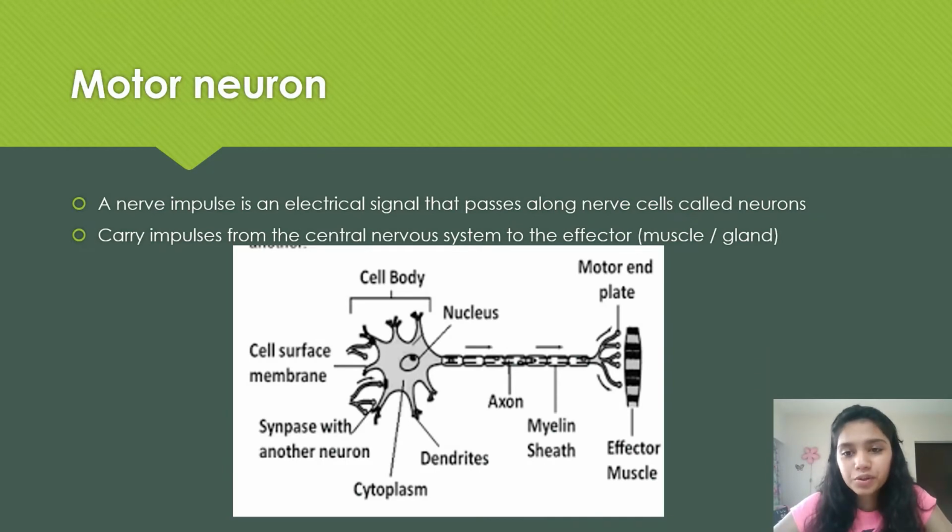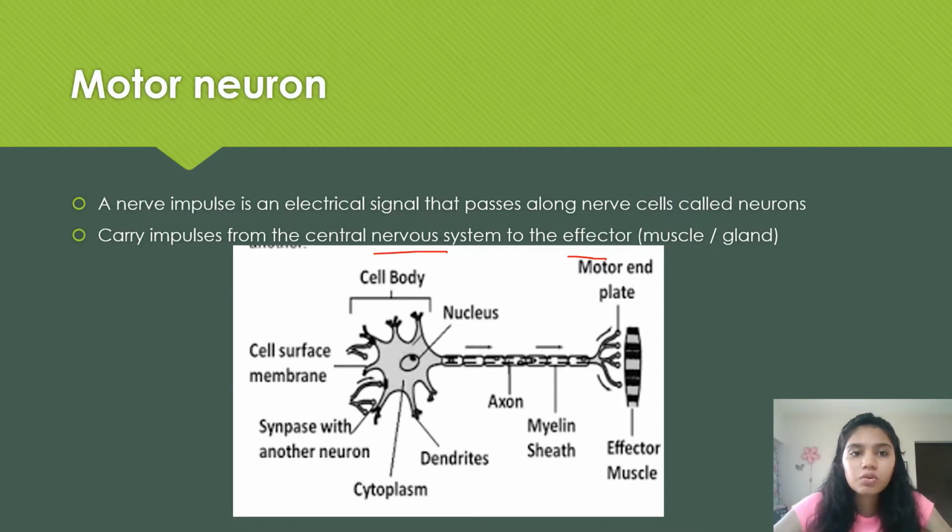Now a motor neuron basically carries impulses from the central nervous system to the effector. Now we're going to look at this term effector. There are many new terms that you're going to come across, but we're going to go through them together. So an effector is either a muscle or gland.